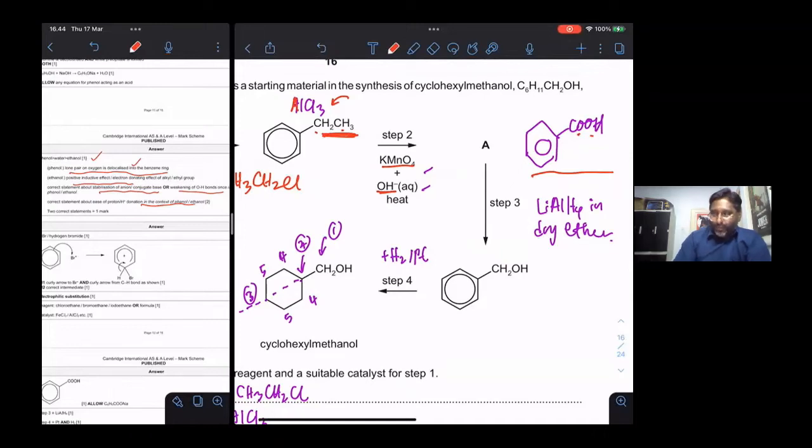And you see from benzoic acid, from carboxylic acid suddenly it becomes alcohol. There's only one way that you can do that. Carboxylic acid, you reduce. So in order to reduce carboxylic acid back into its primary alcohol, you need to use LiAlH4 in dry ether. Yeah, so that is important.